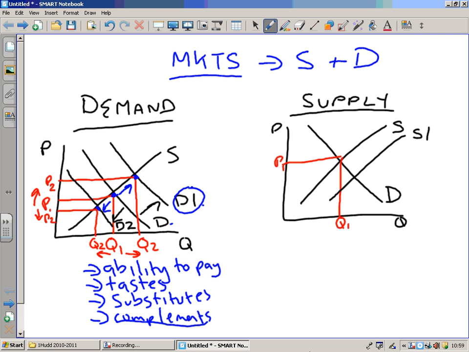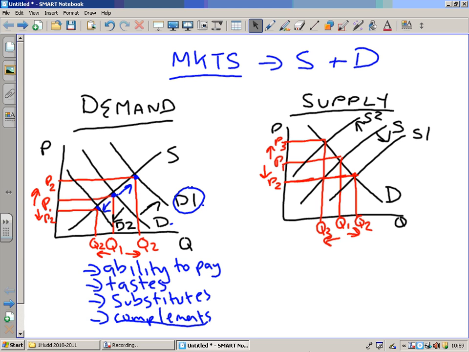If supply went to S1, we have an increase in supply. Quantity increases to Q2, and as supply increases, price falls to P2. If supply was to move to the left, so S to S2, this time we have a decrease in supply. Quantity falls to Q3, which forces price up to P3.